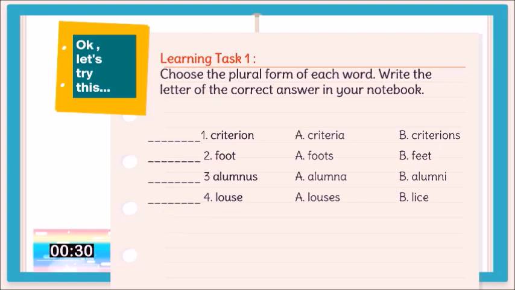Number 4. Louse. A. Louses. B. Lice. Number 5. Woman. A. Women. B. Womans.